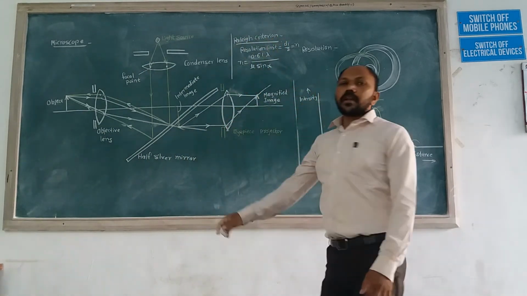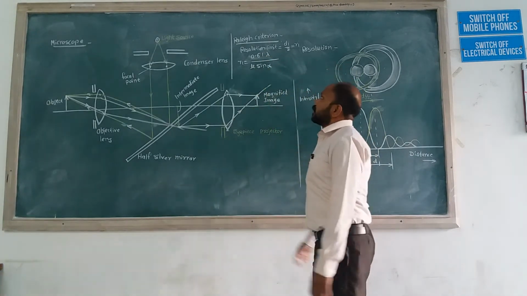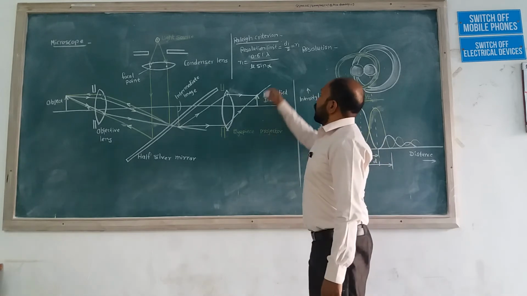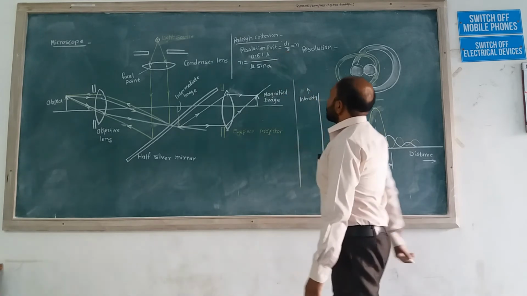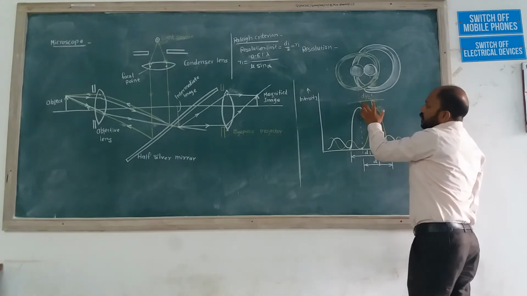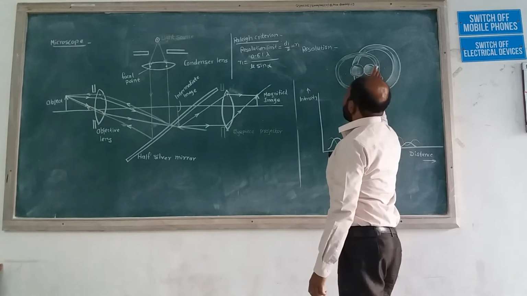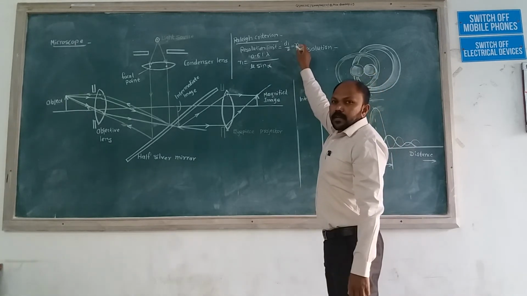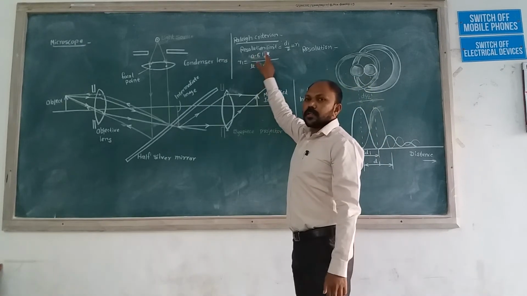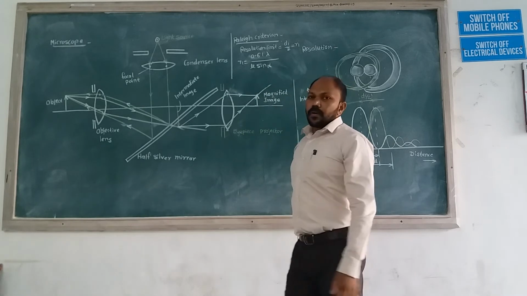This resolution criterion was found by a scientist named Rayleigh, so this criterion is known as Rayleigh's criterion. According to this criterion, the resolution limit is considered as d1 upon 2. But this d1 upon 2 is nothing but r1, which we consider as the radius. So radius is equal to 0.61 into lambda divided by mu into sine alpha.